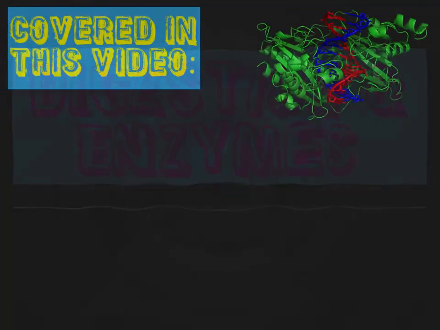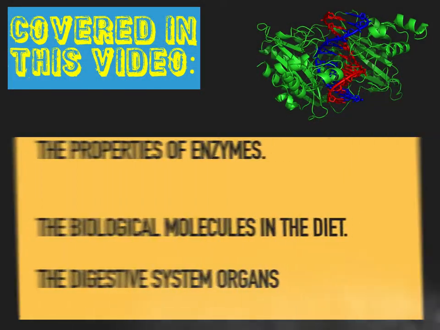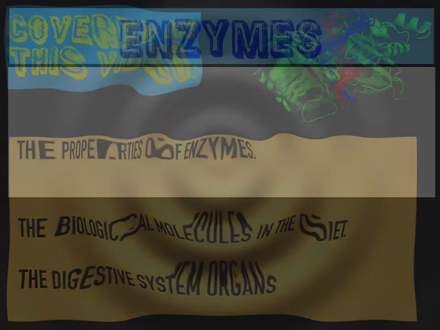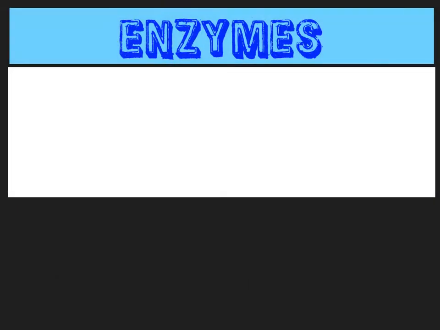The things we're going to be covering in this video are the properties of enzymes, the biological molecules within the diet, and the digestive system organs. Enzymes are protein molecules which act as biological catalysts. This means they speed up the rate of chemical reactions without being used up in living organisms.